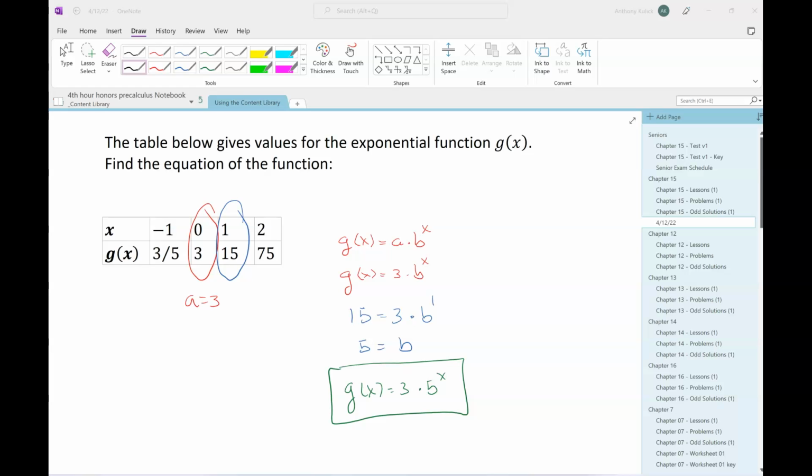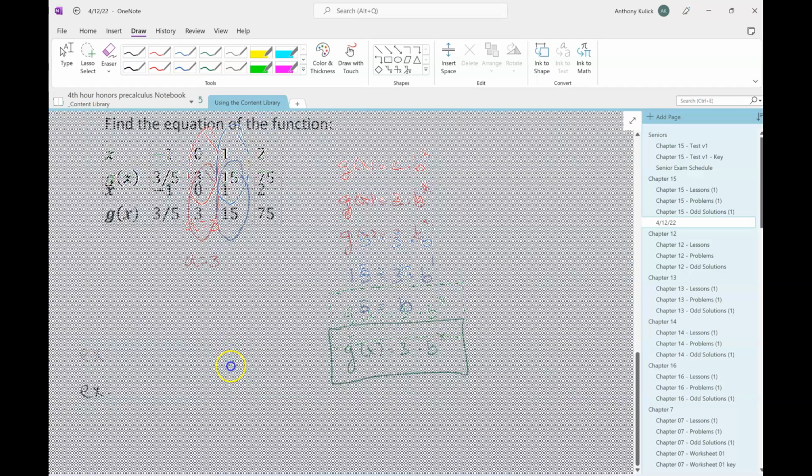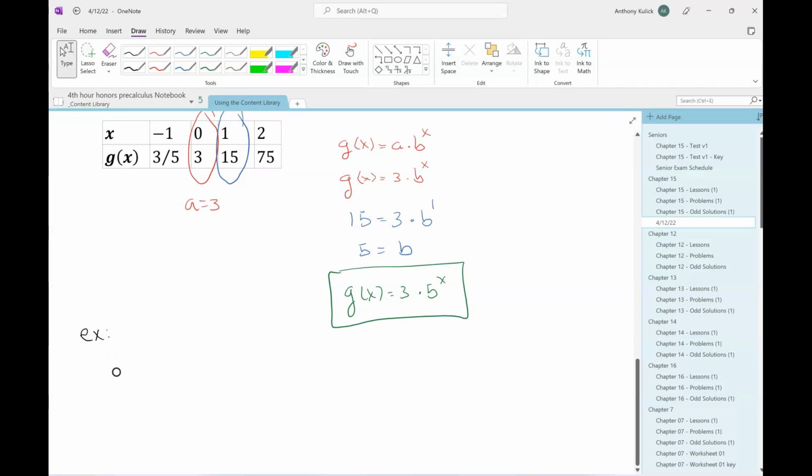How's that feel? It's okay? That's not so bad. But Mr. Kulik, you said there was also a hard way this could go. Do you have an example of that?